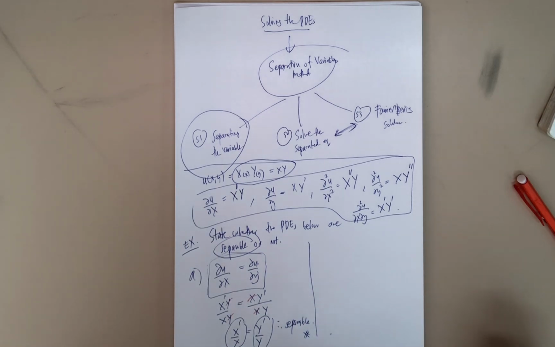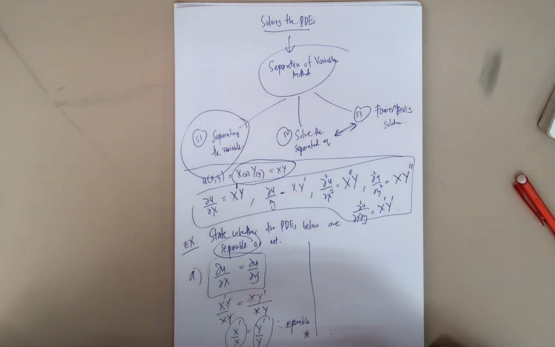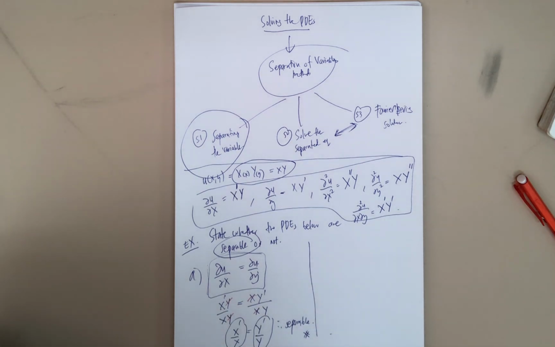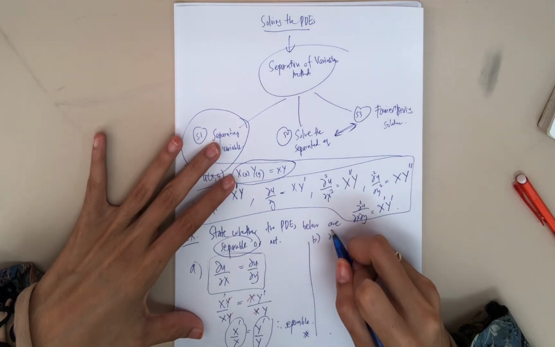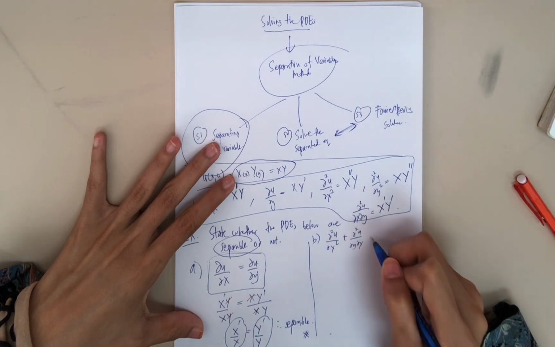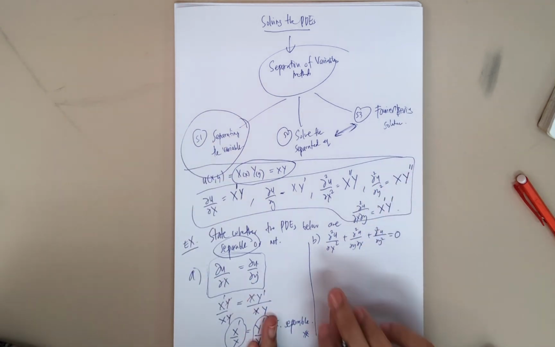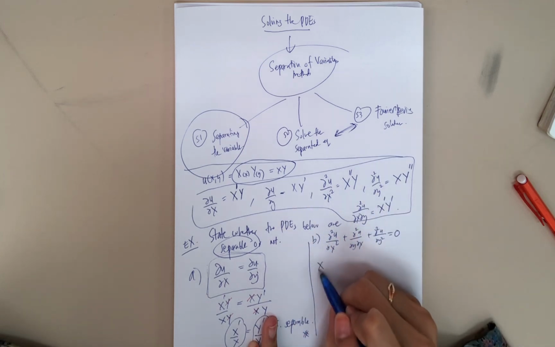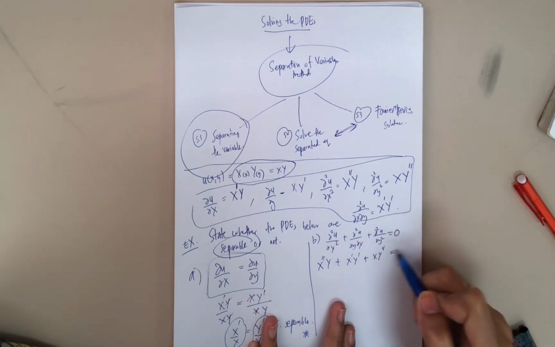Okay, so this is how we do step number 1, separating the variable, and these are the steps inside step number 1. This is how we separate the equation of a PDE. I give you another one, equation B: d square u over dx square plus d square u over dy dx plus d square u over dy square equals 0. You do the same thing, replacing all of these terms, so it will be x double prime y plus x prime y prime plus x y double prime equals 0.